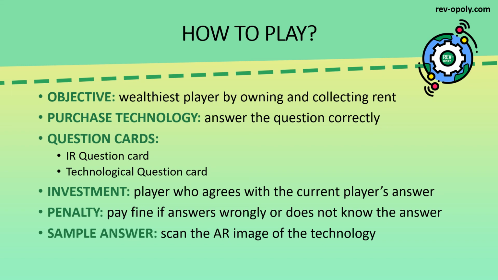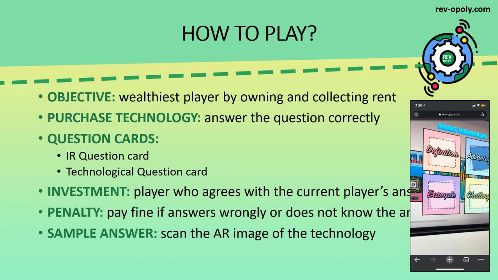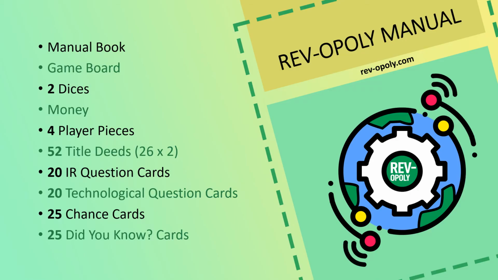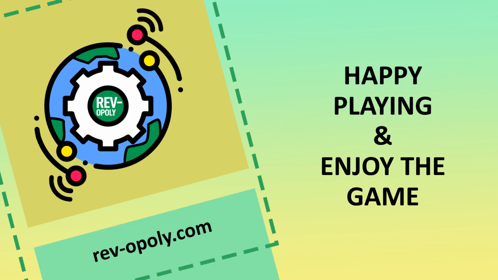The sample answer can be viewed by scanning the AR image of the question card on the board, which the answer can be shown as a 3D text, image, audio, or video. All the detailed explanations about REV OPOLY can be found in the manual book provided together with the game board, dices, money, player pieces, title deeds, IR question cards, technological question cards, chance cards, and also the Did You Know cards. Happy playing and enjoy the game!